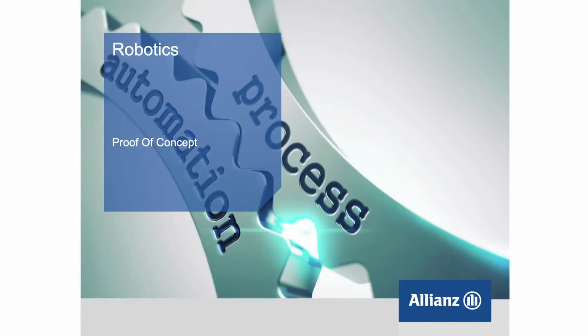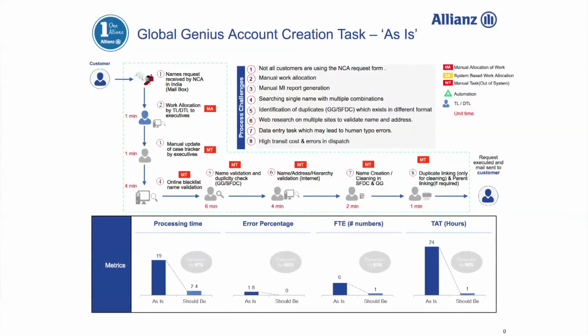Welcome to Robotic Process Automation, an innovative step towards eliminating repetitive and manually intense processes, enhancing productivity, and ensuring consistency and accuracy. This is demonstrated using two current processes. This slide is about the current names clearing as-is process.